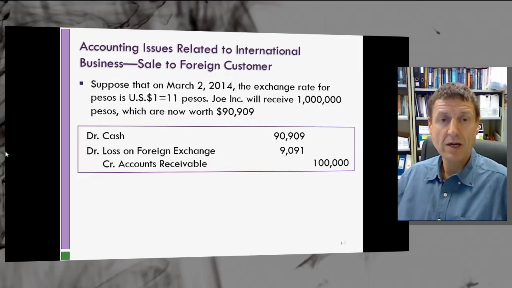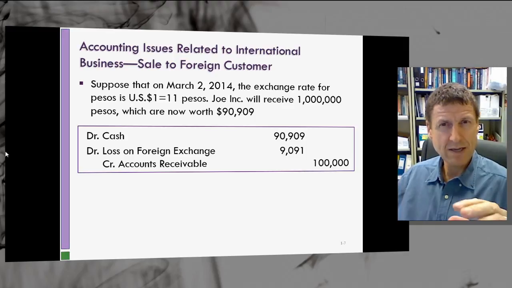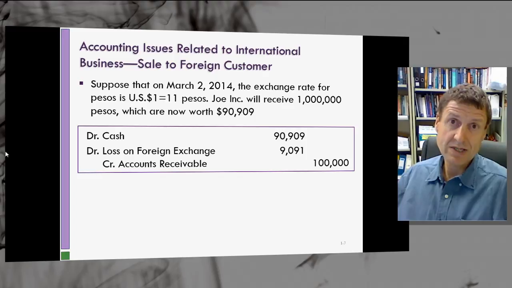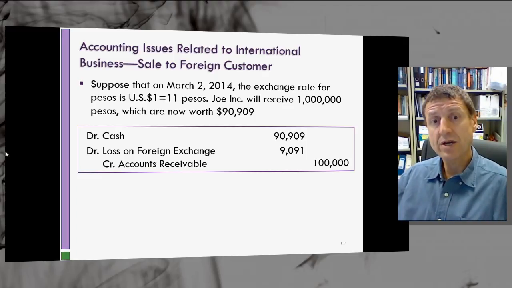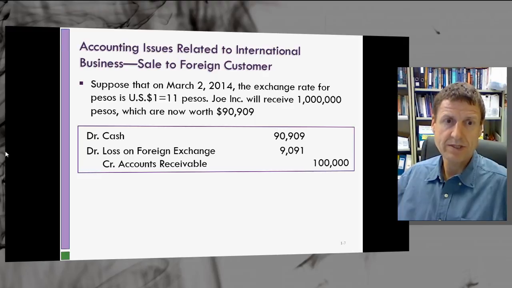Okay, so what about payment? Okay, 30 days later, guess what? The US dollar is now worth 11 pesos. What does that mean? It means that the Mexican currency has devalued by about 10%. Okay, it used to be 1 to 10, now it's 1 to 11. Joe Inc. will now receive 1 million pesos. They're expecting to receive that, but now they're only worth $90,909. So basically the cash that the US company is going to receive is only $90,909. But the accounts receivable that has to be extinguished when the cash is received is $100,000. So now we have to put that difference into a loss on foreign exchange.